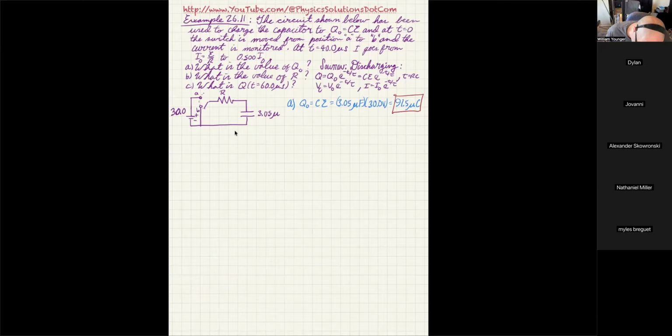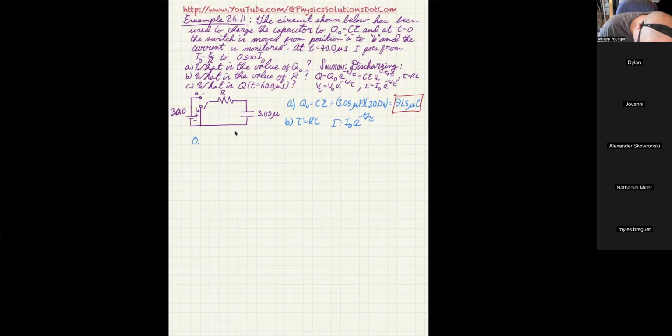All right, now we've got that. For part B, they want to know what is the value of R. What we have here to help us with that is tau is equal to RC. That's our time constant. And we also know that I is equal to I0 times e to the negative t over tau. And we finally know that at 40 microseconds, I was 0.5 of I0.